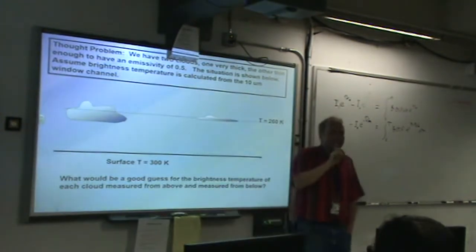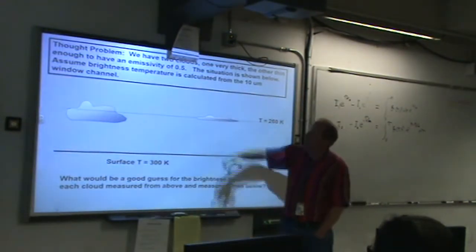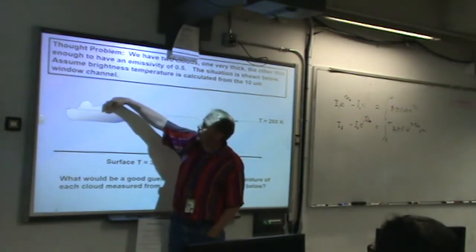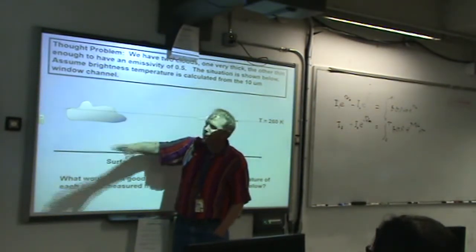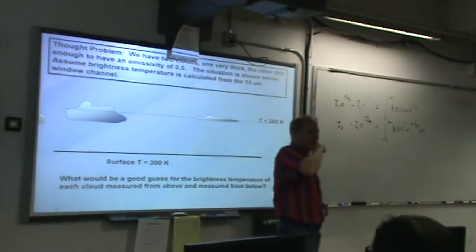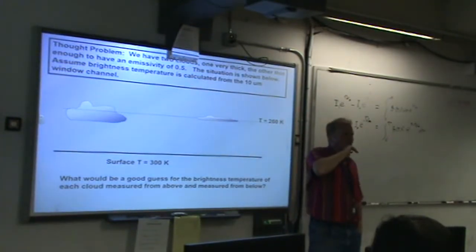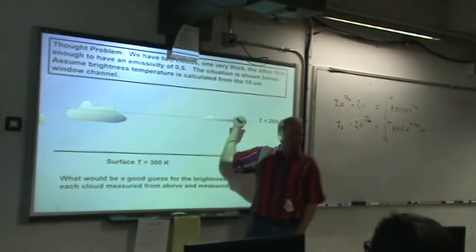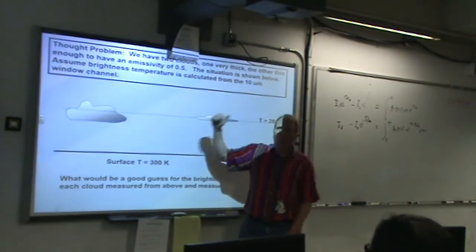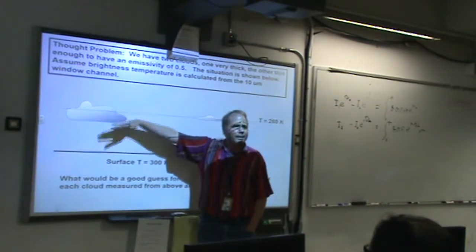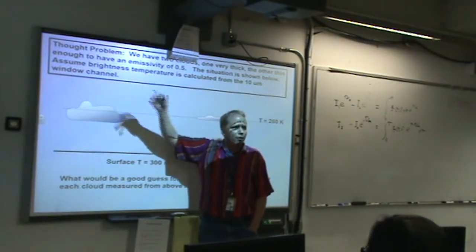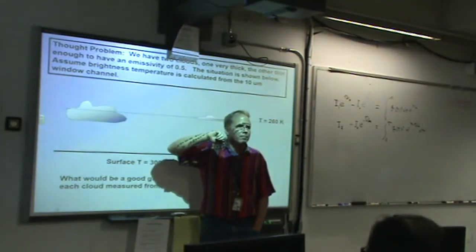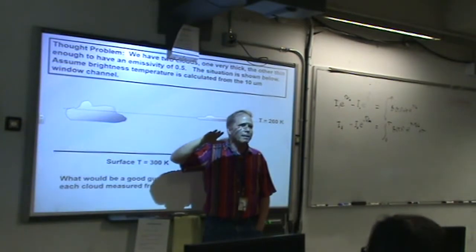So let's start with the thick cloud first. I have a satellite, I'm trying to look through this cloud, it's very thick. Do I see anything coming from the surface? No. What do I see? I see a cloud at 260 Kelvin. So I'm going to see an intensity that tells me, oh, I'm looking at something at 260 Kelvin. You guys okay with that?